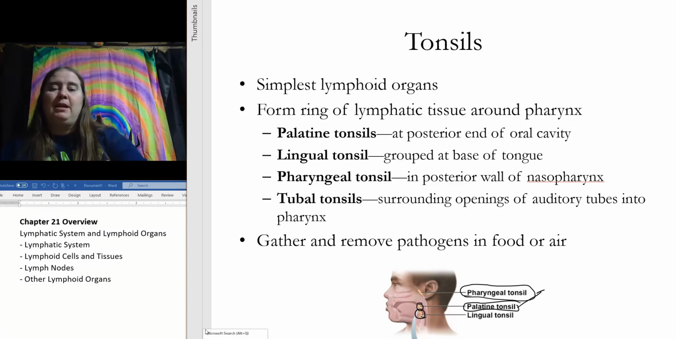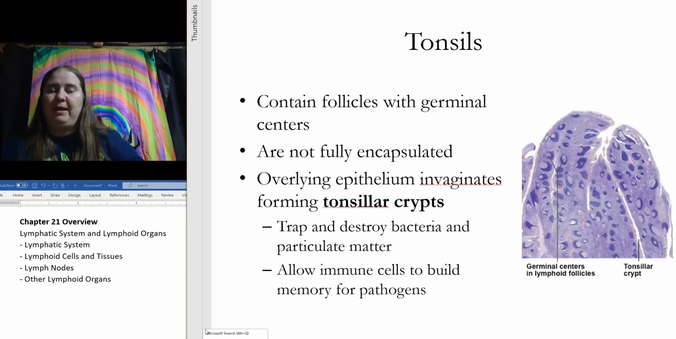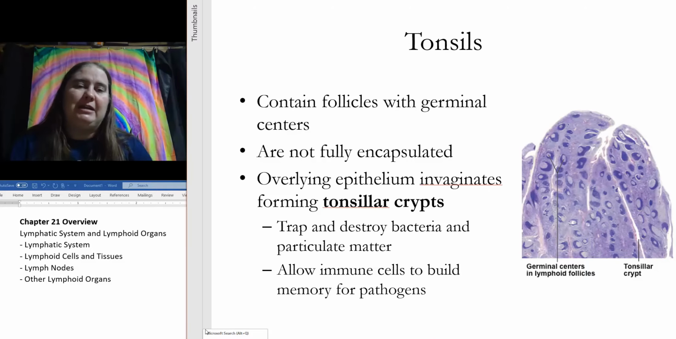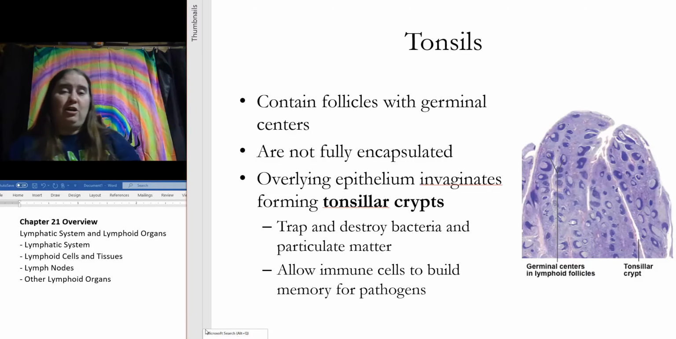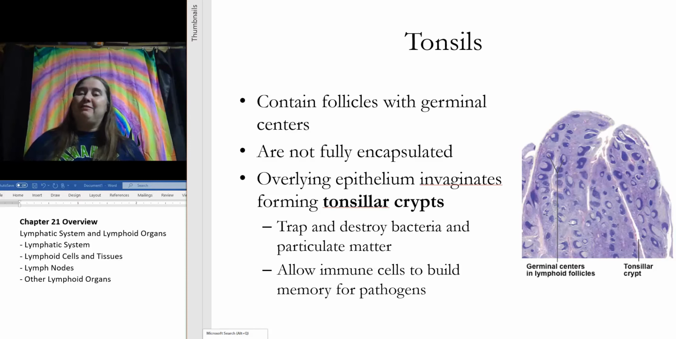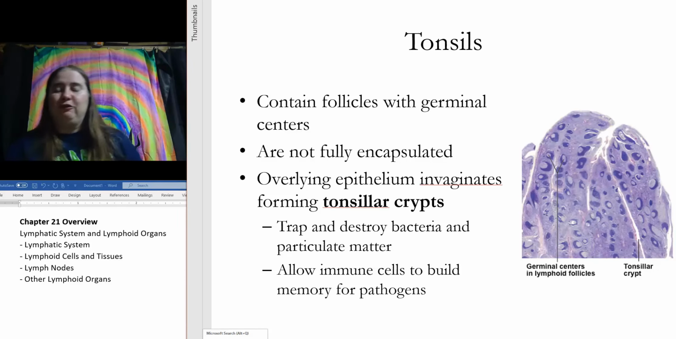Now, the whole purpose of the tonsil is to gather and remove pathogens from our food and air. And how it does this is, first, our tonsils contain these massive germinal centers. So all of these dark purple structures, you guys, are lymphoid follicles. And in the middle, we can see these light purple areas. Those are all germinal centers. That means we have this massive amount of B cells proliferating in our tonsils, which is crazy to think about.